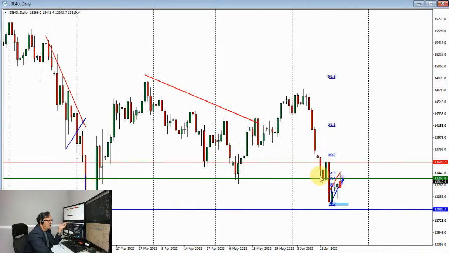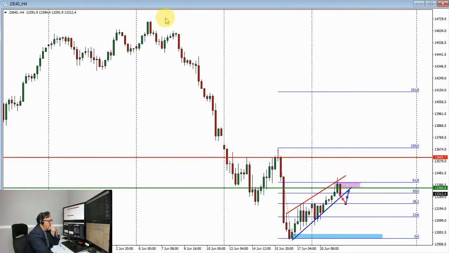Okay, let me just show you. So previous lows, previous lows, previous lows. Okay, all fairly straightforward. So we have horizontal. We also have a trend line of sorts. We also have a fib retracement from swing high to swing low, 61.8.